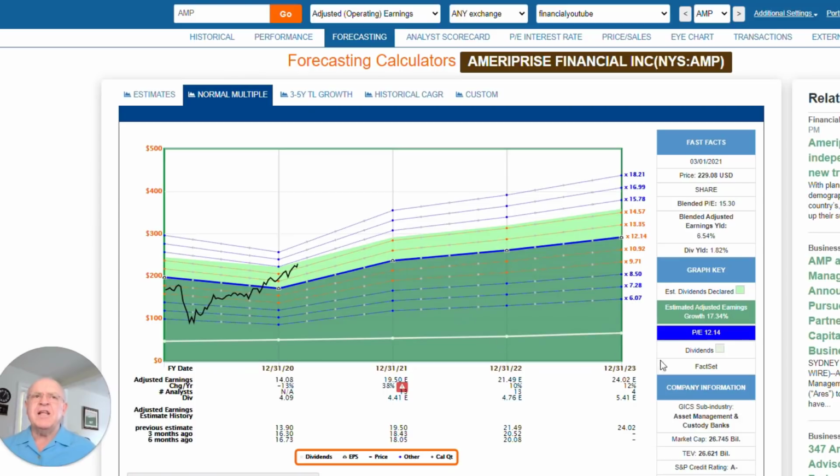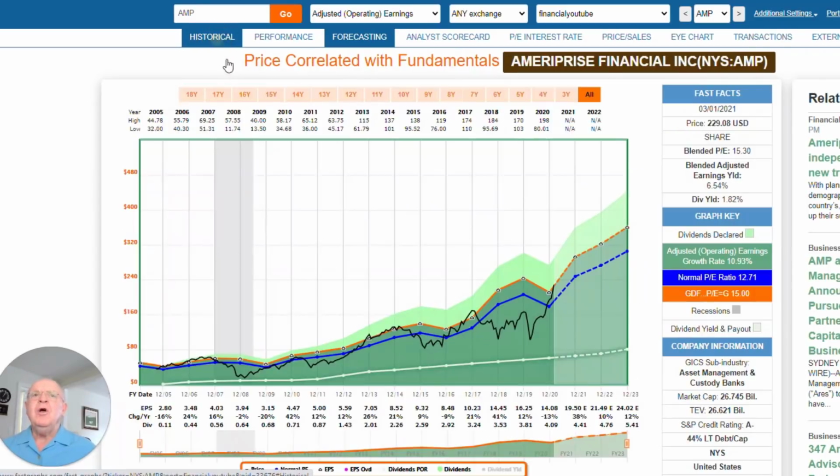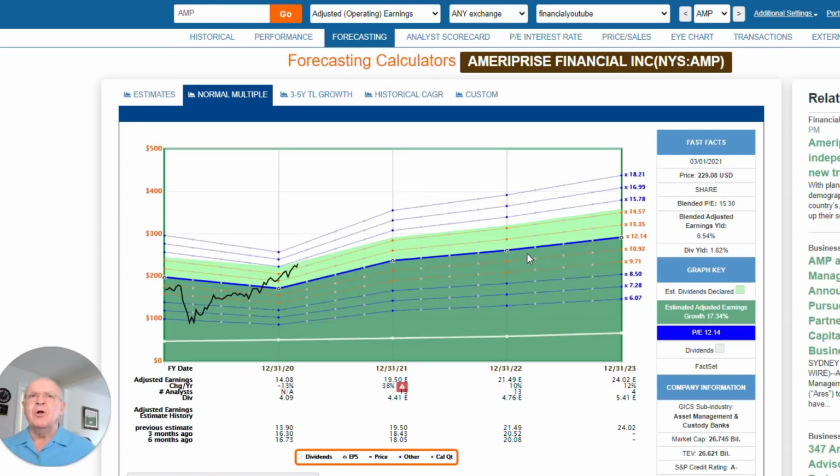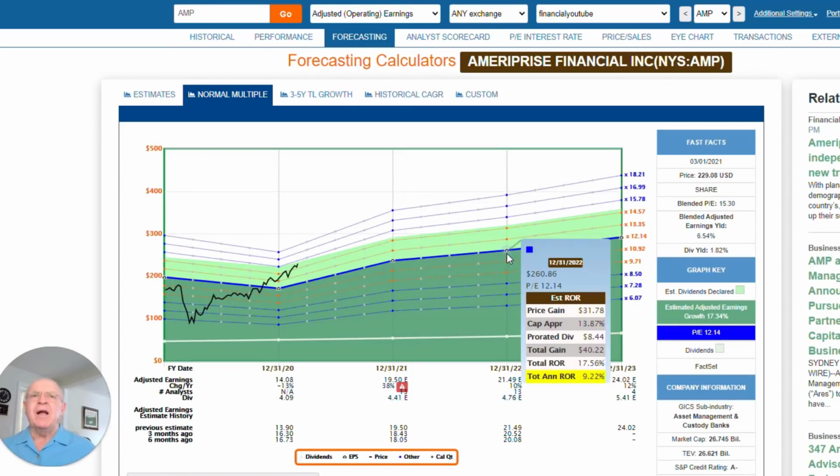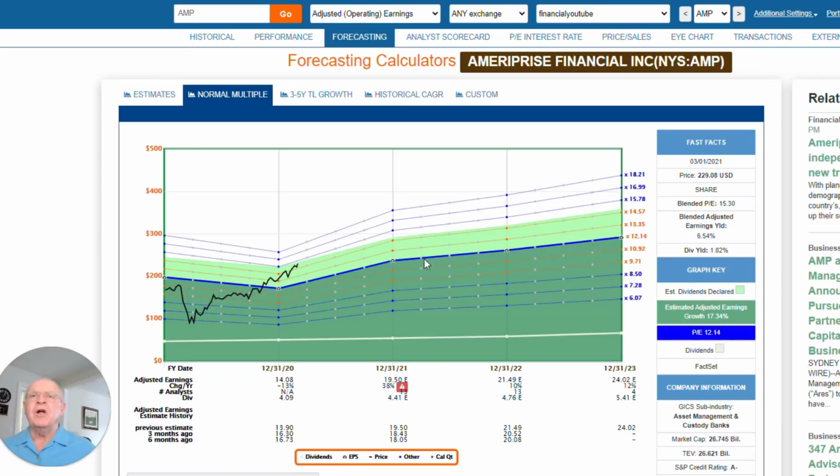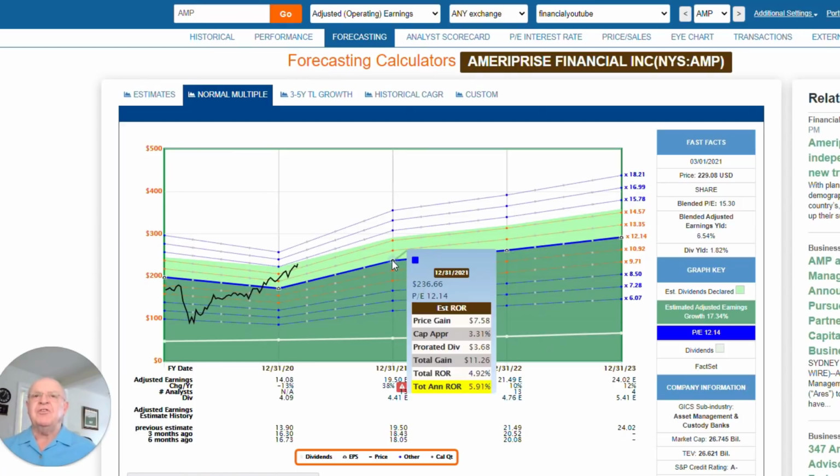On the other hand, if it stays around the 12-ish multiple, which the blue line is in that 12 multiple category, now I'm looking at a stock that would generate about a 9 or 10% rate of return going out for the next 2 years. And there would be a possibility that I could see a rather weak return this year, maybe 5 or 6%.